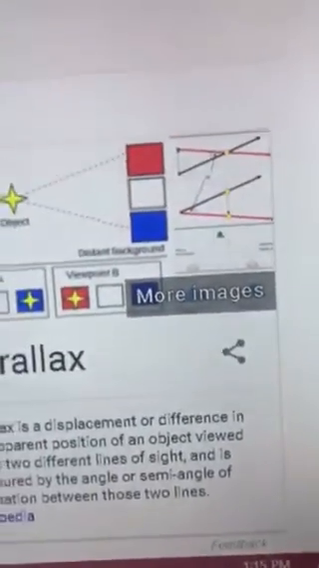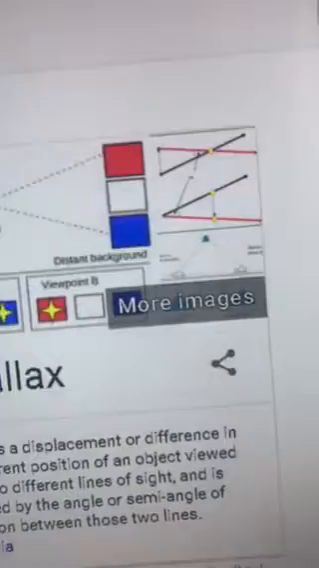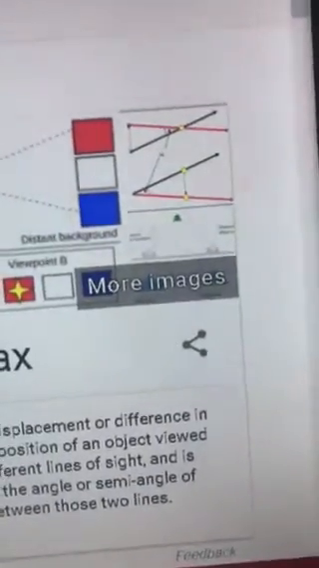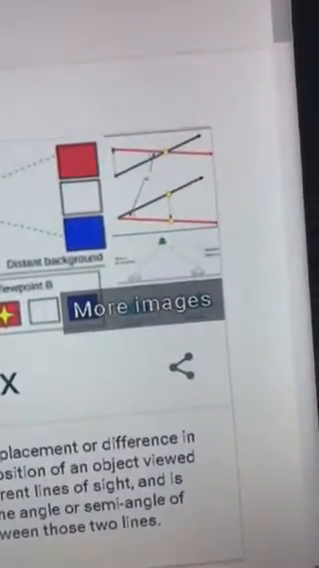Parallax is a displacement or difference in the apparent position of an object viewed along two different lines of sight, and is measured by the angle or semi-angle of inclination between these two lines. See, we'll walk outside here for a minute and explain parallax.